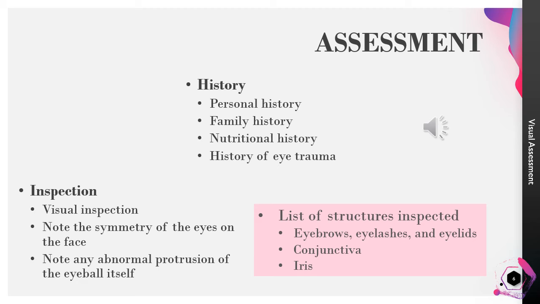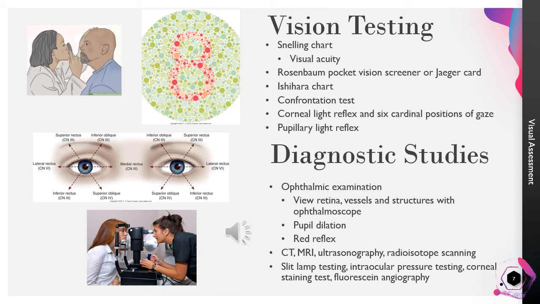Visual inspection begins by noting the symmetry of the eyes on the face. You want to know any abnormal protrusion of the eyeball itself. You also want to inspect the eyebrows, eyelashes, eyelids, conjunctiva, and the iris. There are several different but relatively simple tests that can be administered to evaluate the functioning of the eye. Clients who wear either eyeglasses or contact lenses are tested with and without the corrective lenses in place.